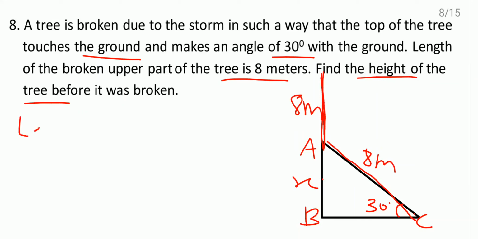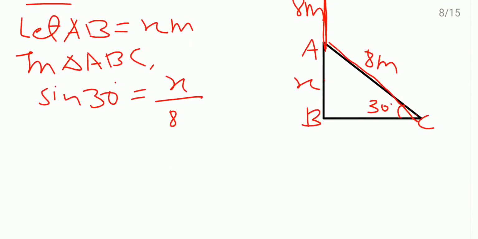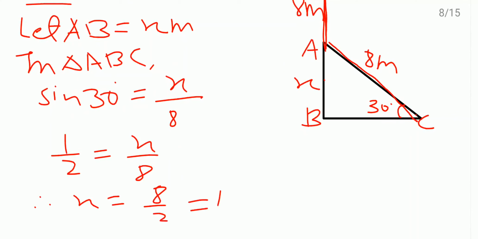Okay. So here you see, I'll write down here, let AB be equal to x meter. Then I'll consider triangle ABC, I will use sine 30 degree, which is equal to opposite side, that is x, by the hypotenuse, that is AC, which is 8 meter. We know the value of sine 30, which is 1 by 2, which is equal to x by 8. Therefore, x is equal to 8 by 2, which comes as 4 meter. Correct?